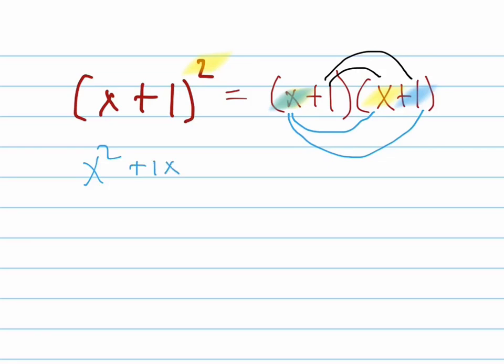I keep forgetting to erase these highlights. It's going to get really confusing. Okay, I'm not going to highlight anymore. 1 times x. Yeah, 1x. The reason it's 1x again is I'll highlight it and I'll erase it really quickly. So I'm multiplying this now. That 1 times this x. Okay, I'll erase that.